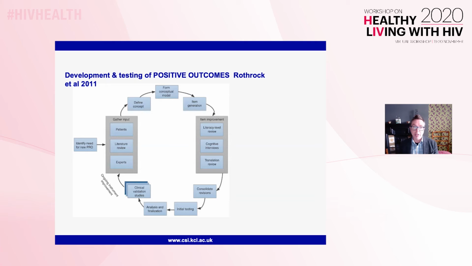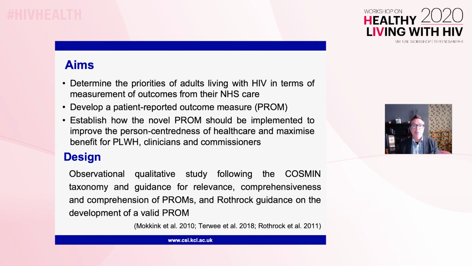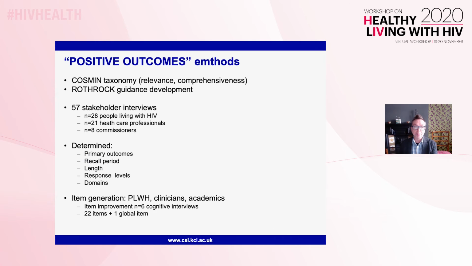So first of all, we wanted to determine the priorities of adults living with HIV in terms of measuring their outcomes of care, to develop the patient-reported outcome measure, and also to determine how it should be best implemented to improve patient-centeredness from the perspective of people living with HIV, their clinicians and commissioners. So this is an observational study in line with the COSMIN taxonomy and guidance, as well as the Rothrock guidance. And again, I would refer you back to our papers that have been published in the last 18 months.